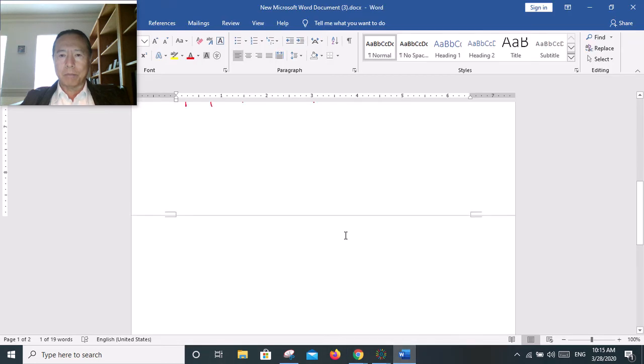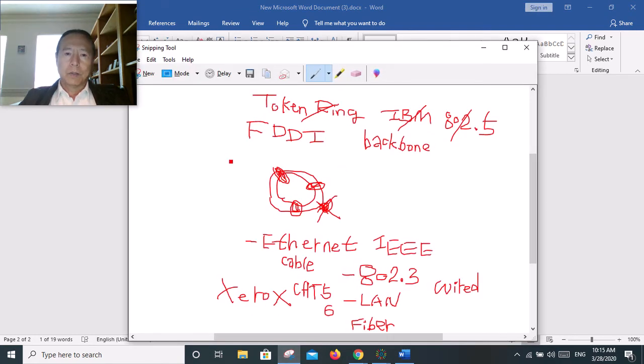If I may come back to here, is that still here? Oh, still here. So Ethernet is everything here. See the fancy pen? That's your Ethernet. Okay, I got your attention. Forget about Token Ring, forget about FDDI. You really need to know Ethernet. And Ethernet is for LAN, that's local area network, and also for WAN, wide area network. They are all Ethernet.